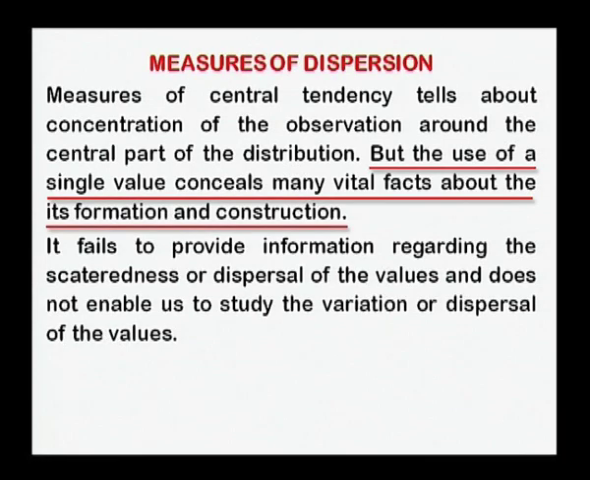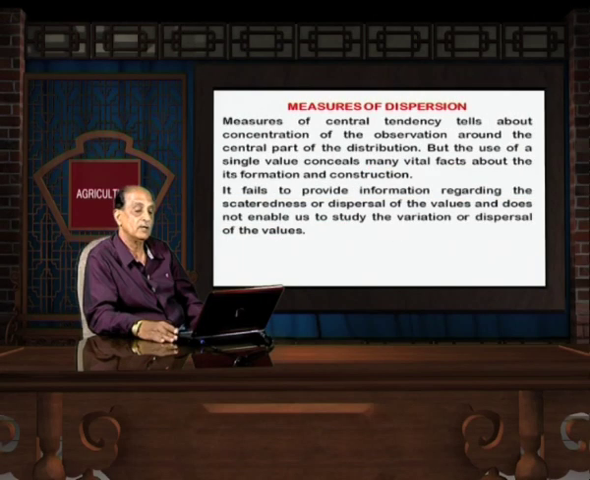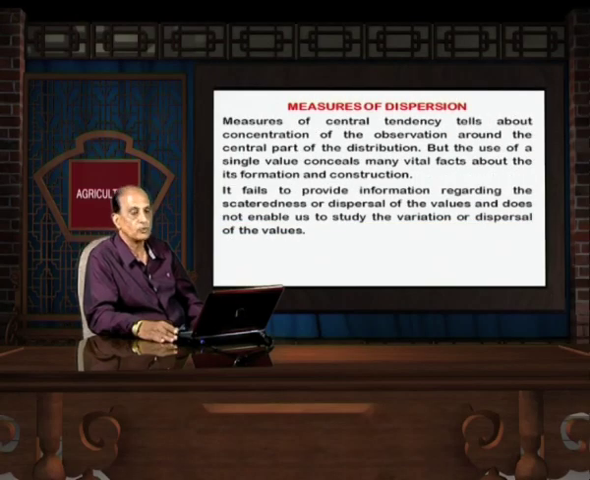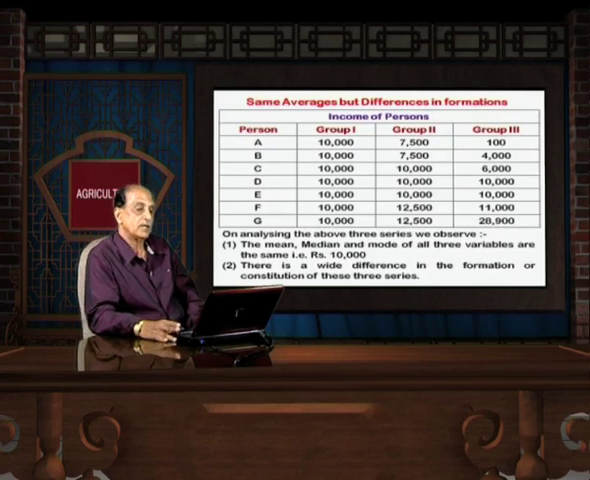But the use of a single value conceals many vital facts about its formation and construction. Sometimes we calculate central tendency, but that simply says how the values are concentrated; it does not tell about the variations, the dispersions, the scatteredness of the values which are given in the table. So, this is one of the limitations of central tendency. It fails to provide information regarding the scatteredness or dispersal of the values and does not enable us to study the variations and dispersal of the values. So, it is not useful in all cases. Now, this can be explained with the help of this example.